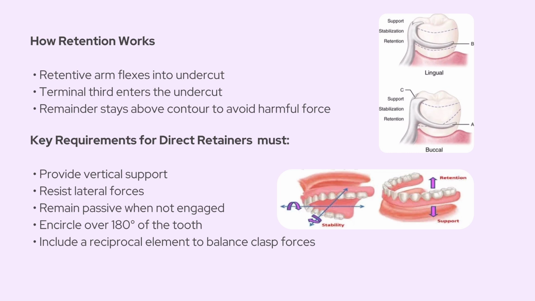Now, for a direct retainer to really work properly, we're aiming for a few key things. It's got to provide support, resist lateral movement, and be passive when it's not under stress. Also, it needs to encircle more than half the tooth's circumference. If it doesn't, it just won't lock in properly. And don't forget the reciprocal element. That's what balances the force when the flexible clasp arm flexes over the tooth during insertion or removal.